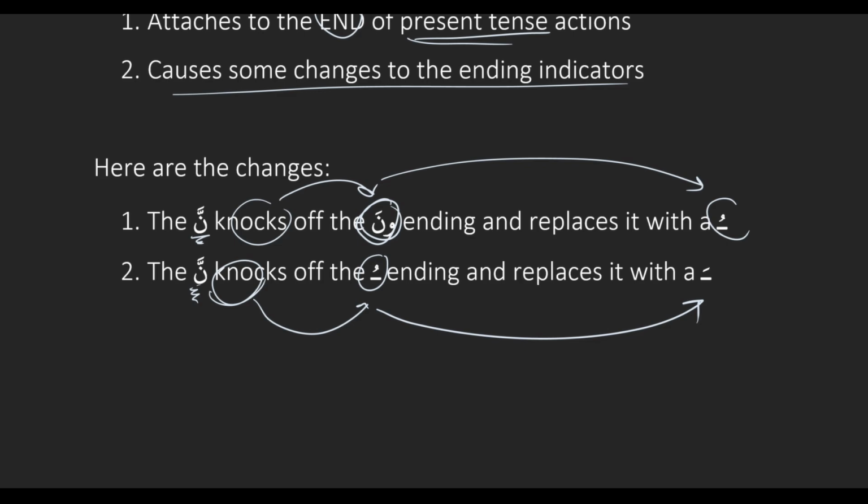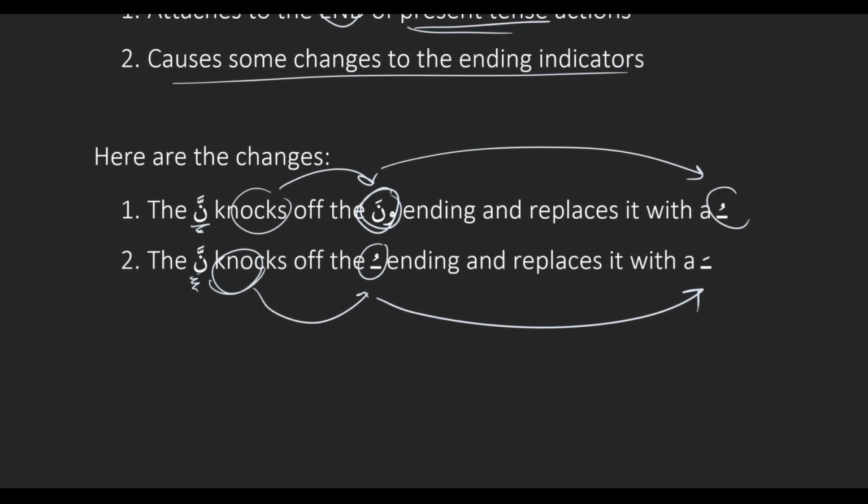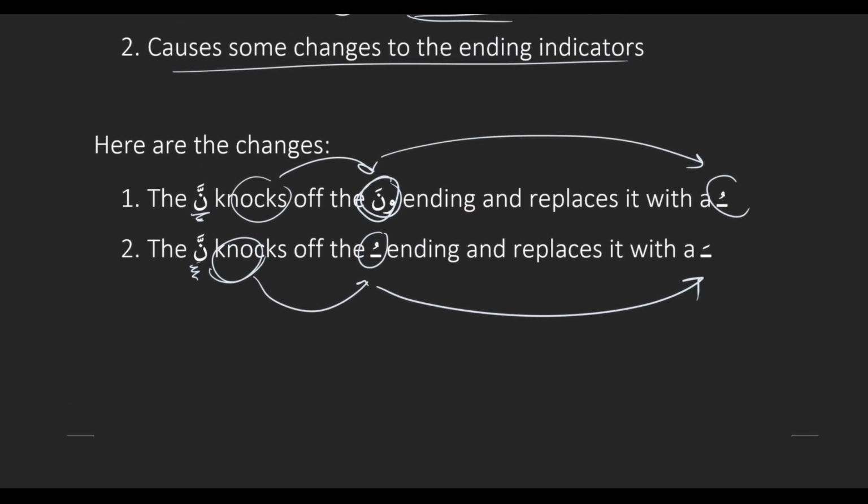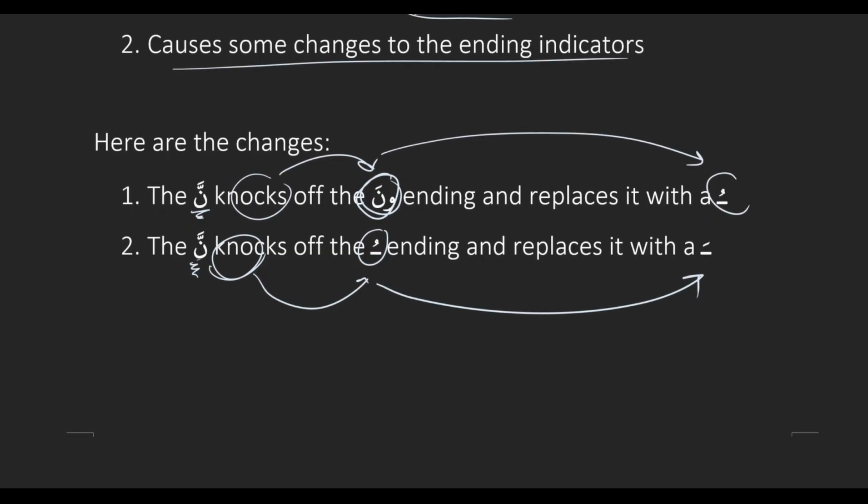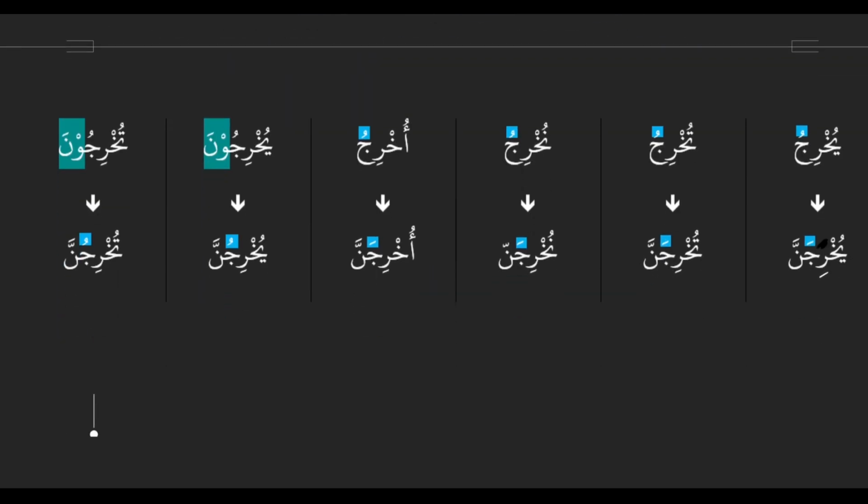What about the other ending indicators, like the sukun and the na for the plural feminine, or the ani for the pair? You won't really see noon of emphasis attaching to those. Those were less common in the first place, so you just won't really see that happening. So we're only concerned with ones that end in una or u, which we know from experience are the most common ones anyway.